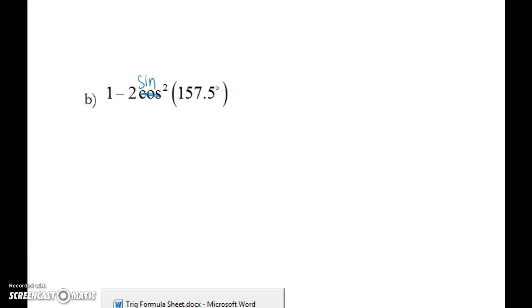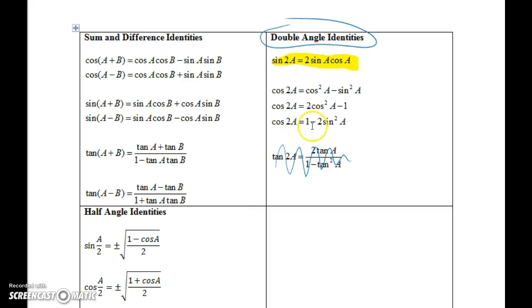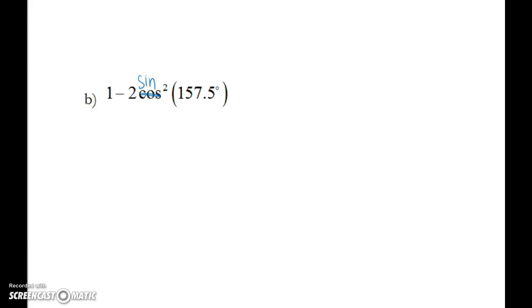If you go to our formula sheet, that matches with 1 minus 2 sine squared here. And that converts to cosine of 2 times a. So now we're using this formula, and we're converting to the left side. So going back to our problem, notice that a in this problem is 157.5 degrees, and this converts to cosine of 2 times a.